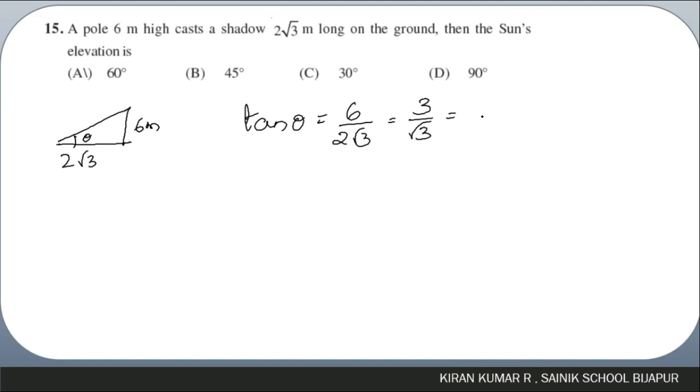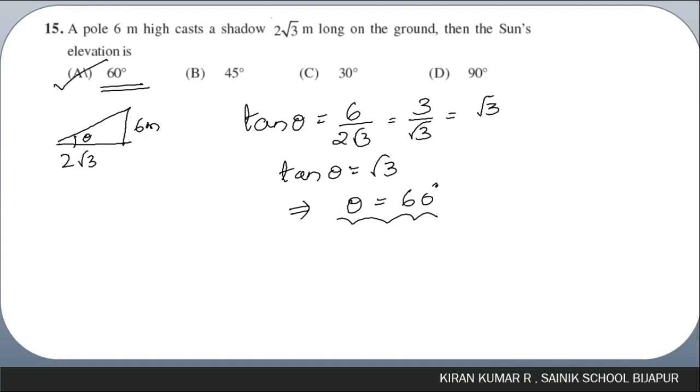Now if you rationalize the denominator, we get root 3. Tan theta equal to root 3. This implies that theta value must be 60 degree because tan 60 is root 3. So the angle of elevation is option A, 60 degree.